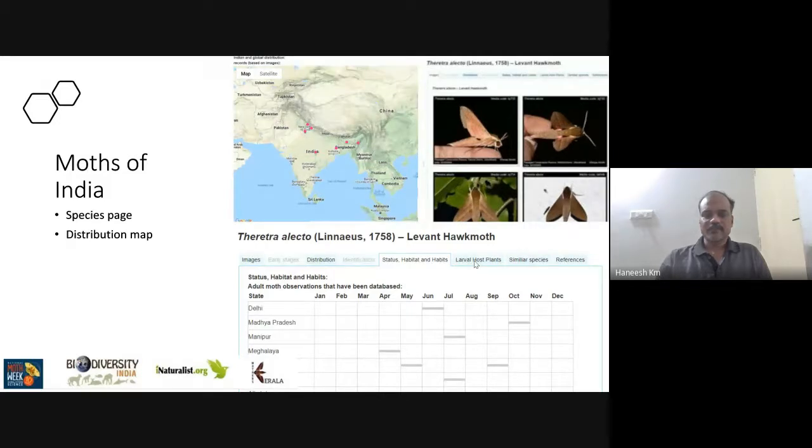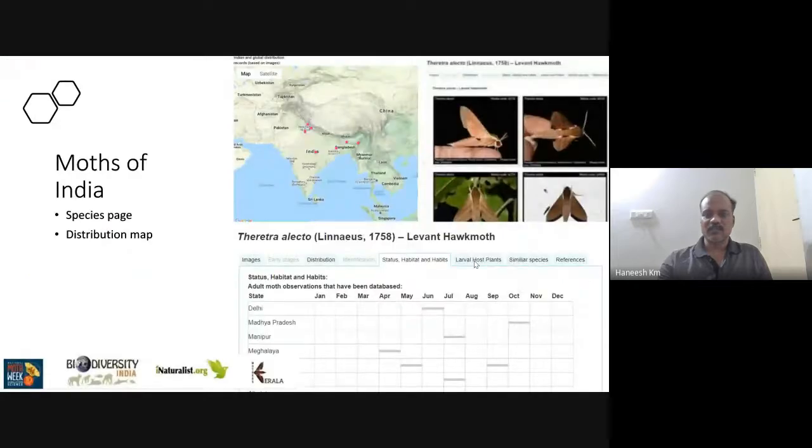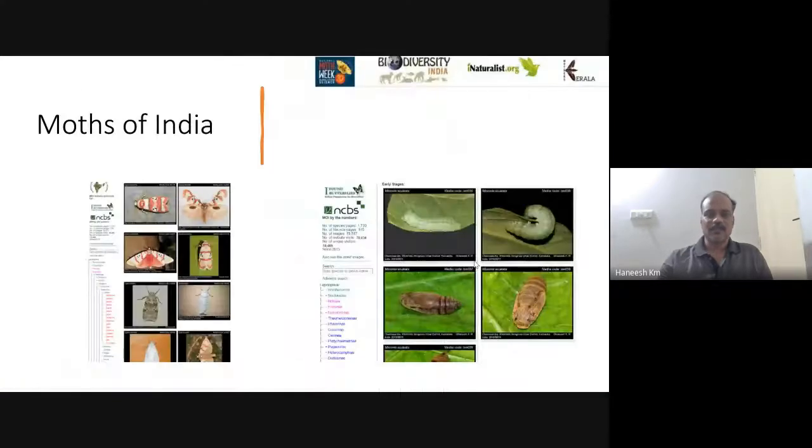Okay, so this is the Moths of India. You can also upload your images there. On the front page there is a submit tab. You can just register and submit your observation. They will verify it and upload it. Since it is a diverse area, the process is slightly slow, but they are slowly developing it.